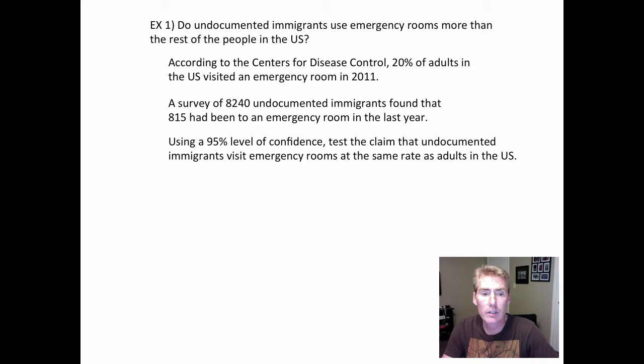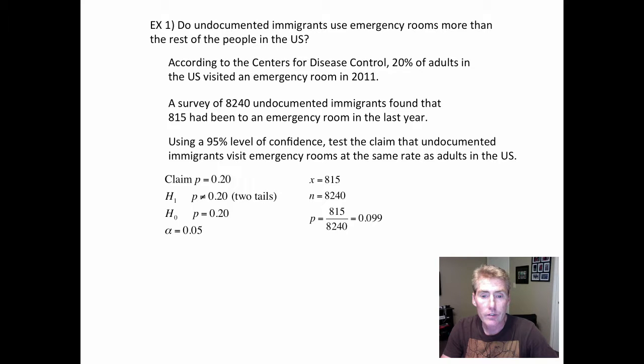So we're going to test the claim that P is 20%. That would mean H1 has a not equals, so this is going to be a two-tails situation. We're using 95% level of confidence, so alpha equals 0.05. And then here's the sample evidence, and I went ahead and divided them. This is supposed to say p hat is equal to this. So this is 9.9%, way less than everybody else, about half as much.